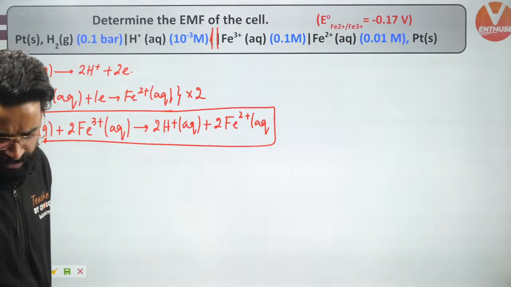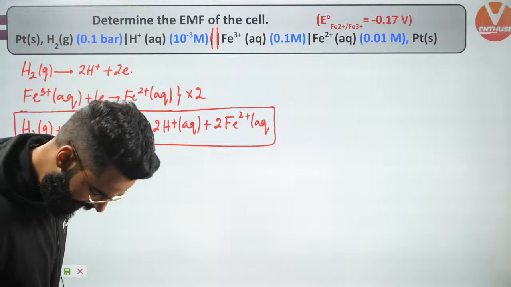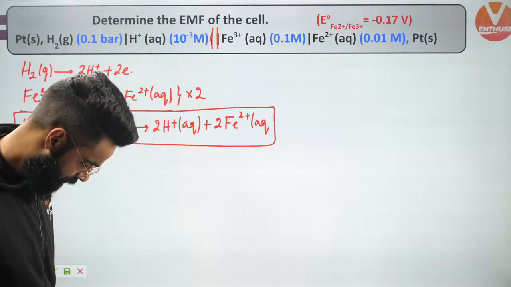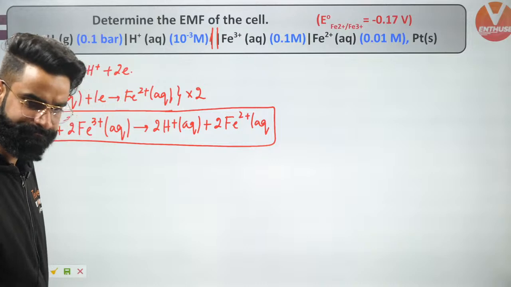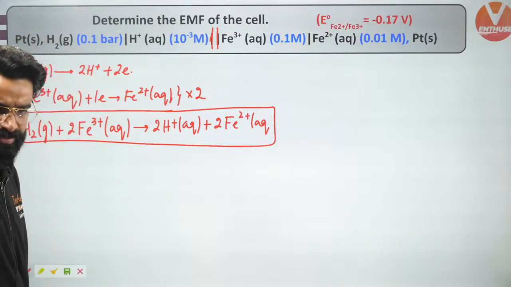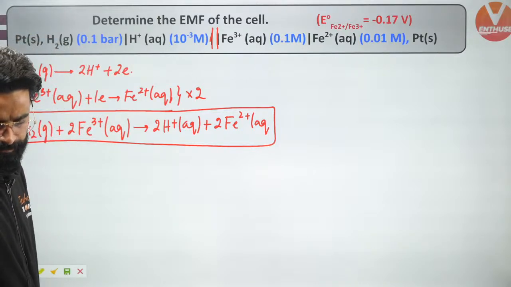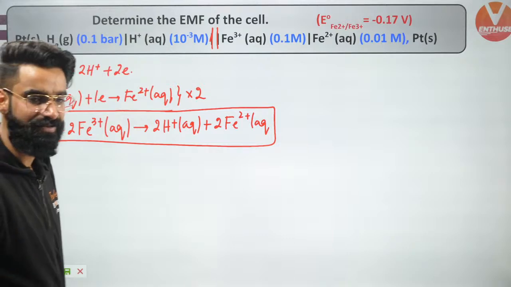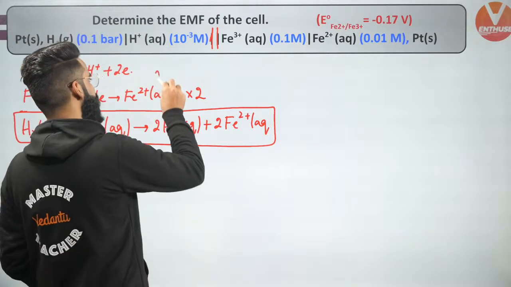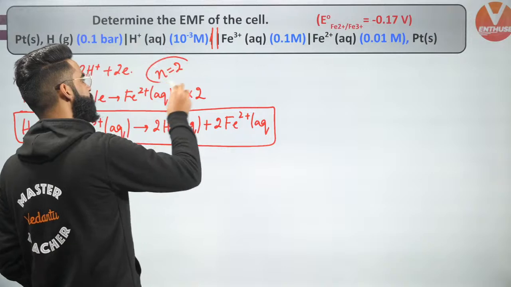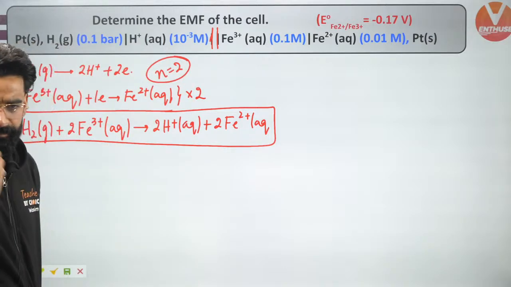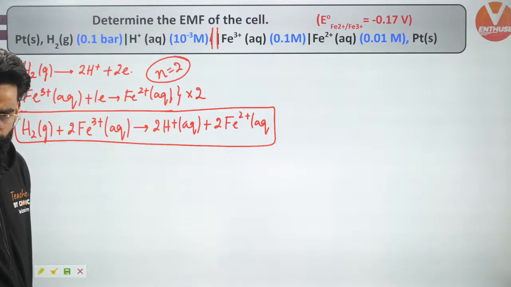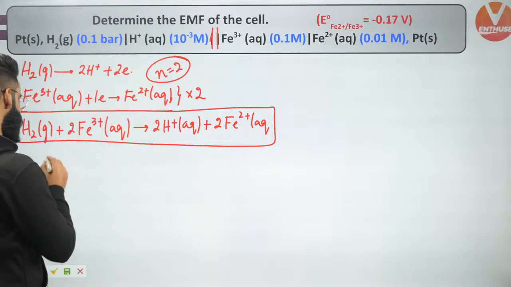People, can you let me know the value of N right here? What is the value of N? How many electrons got cancelled? 2 electrons got cancelled. So the value of N which you got right here is simply 2. Yes, N value is 2. Correct? Wonderful. Can you write the expression of QC right here?